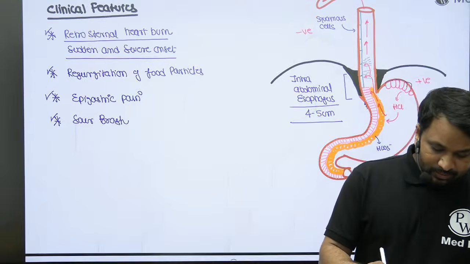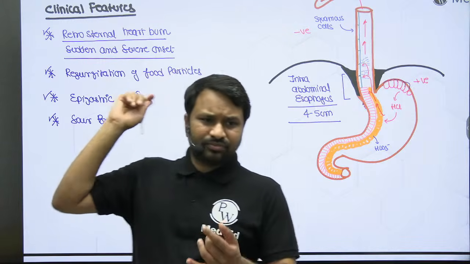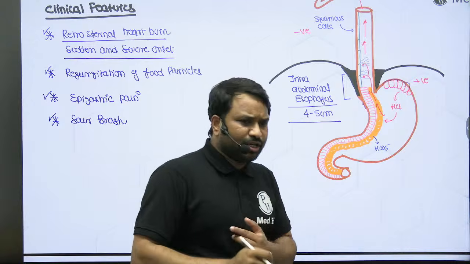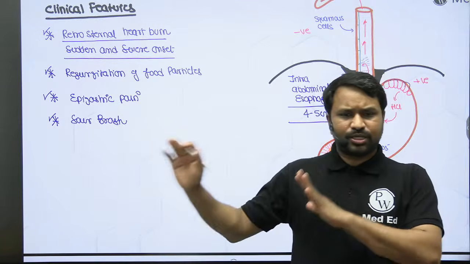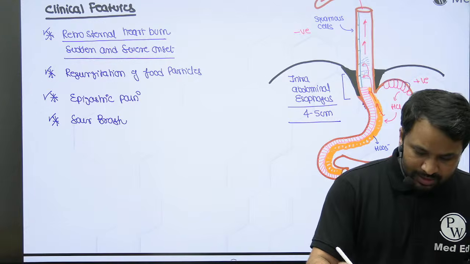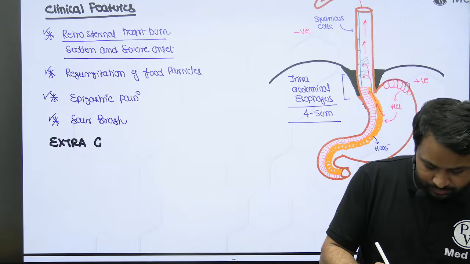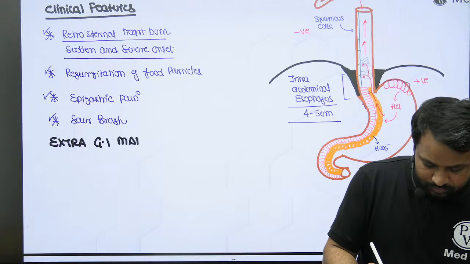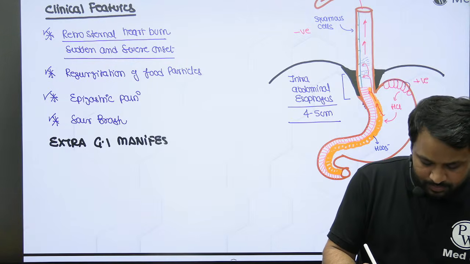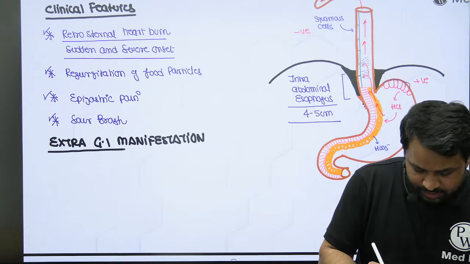What else can you see? Okay, so these are all GI features. Retrosternal heartburn, regurgitation of food particles, epigastric pain, sour brash is what you see, the GI features. Along with this, to impress your examiners, you can also write the extra GI manifestations. This is going to be an extra GI manifestation.